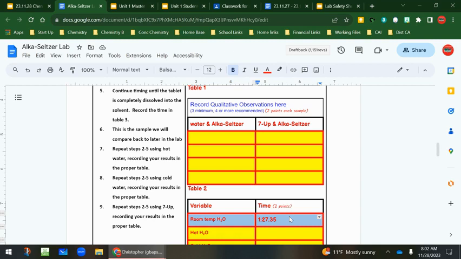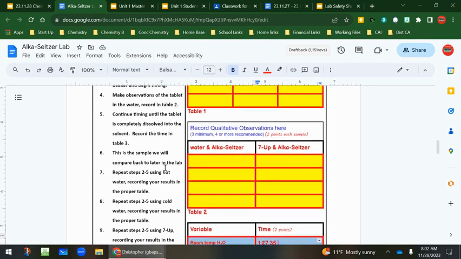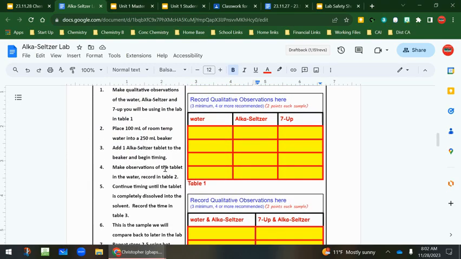Okay. So again, the procedure is there. Tells you exactly what to do. First thing I would do, though, take your observations of the water, the Alka-Seltzer, the 7-Up. Then I would take and start the experiment, getting 100 mils in, dropping an Alka-Seltzer, and starting your timer. Please remember, when you're doing water and seltzer, write down what happens. When you're doing 7-Up and Alka-Seltzer, write down what happens. These may be similar. I expect them to be.